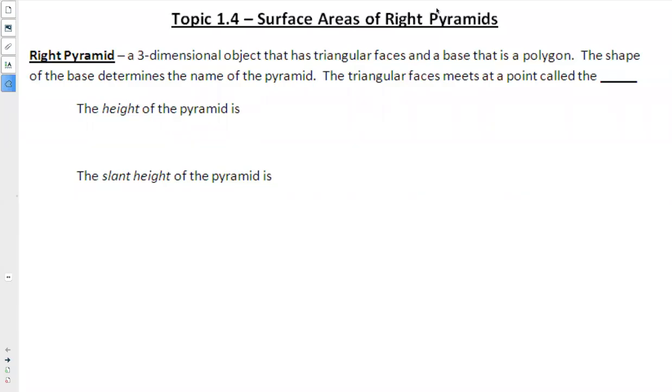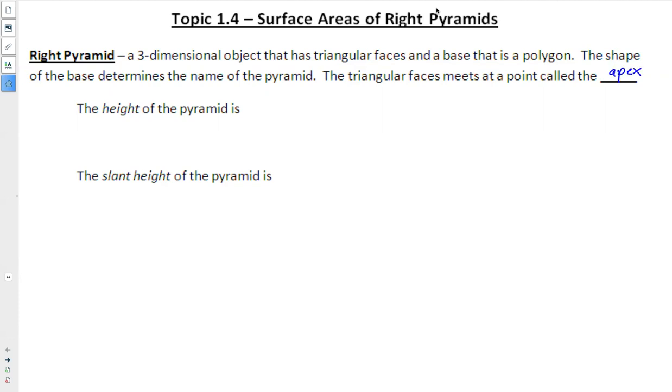Okay, so for today's video lesson, we're going to be calculating the surface areas of right pyramids. A right pyramid is a three-dimensional object that has triangular faces and a base that is a polygon. A polygon is just a shape, so a square, triangle, pentagon, hexagon. The shape of the base determines the name of the pyramid. The triangular faces will meet at a point called the apex.